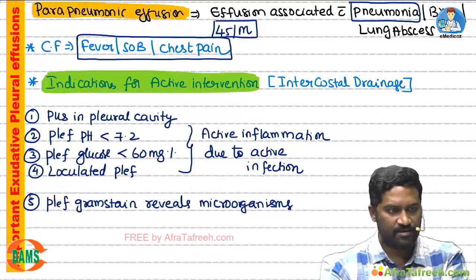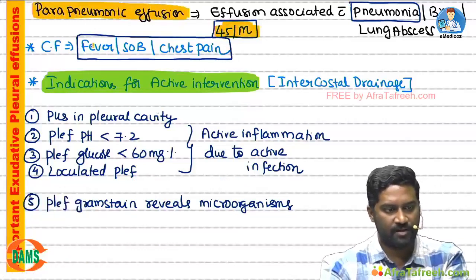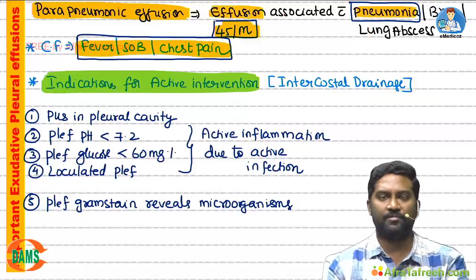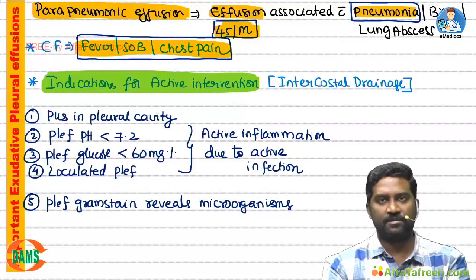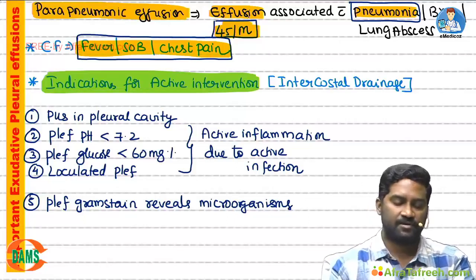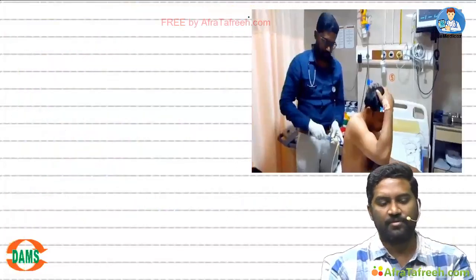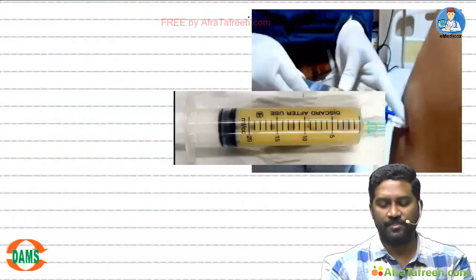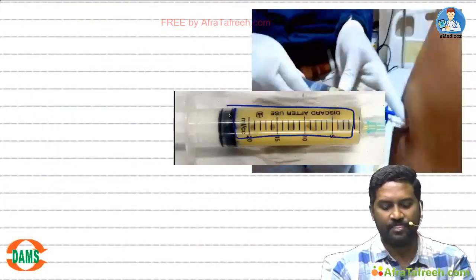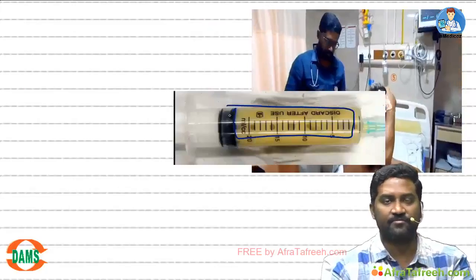So what you have seen here: a 45-year-old male who has come with these features. Chest X-ray was showing pneumonia and effusion. Now what will be your diagnosis? Parapneumonic effusion. Now the same case came to me. I wanted to know the consistency of the fluid, so I put a needle and started to aspirate. When I aspirated, this was the consistency of the fluid.